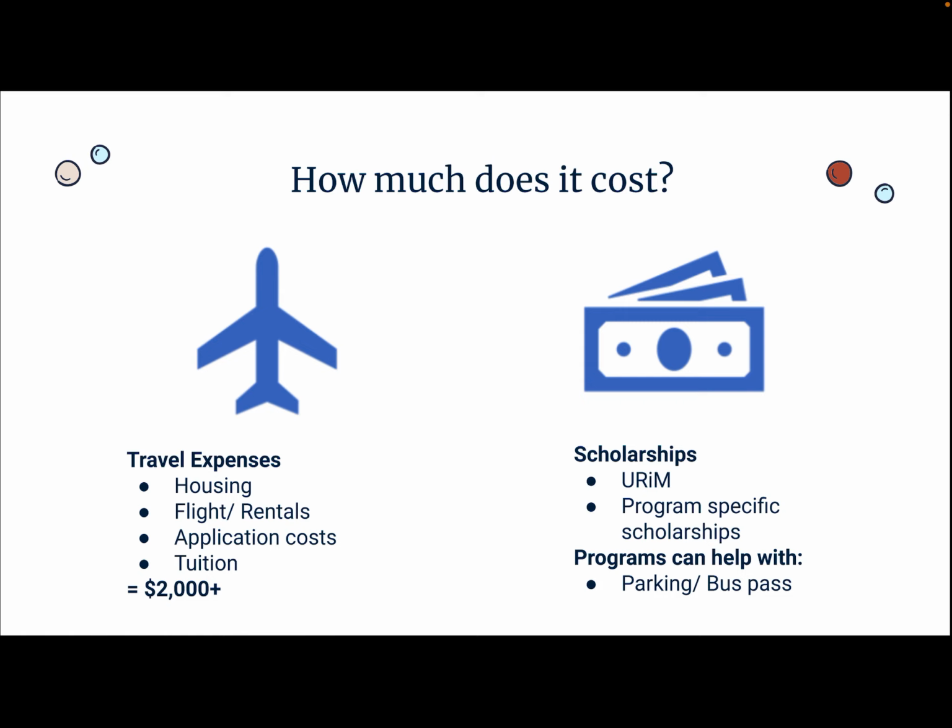Additionally, there are some scholarships that can offset some of the costs of these electives. URIM is a scholarship opportunity that you may explore, and there are some program-specific scholarships, but it really is program specific, and you may or may not qualify for them. And some programs may provide housing, some may provide parking and bus passes, so I would recommend you ask about those things before you apply for the elective, especially if money is a concern for you.